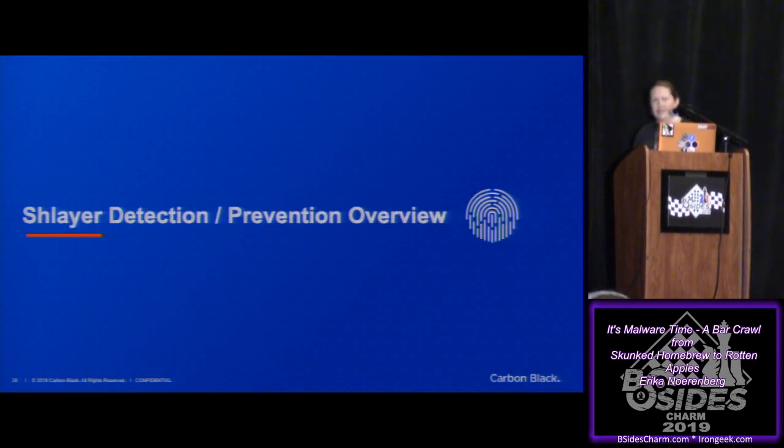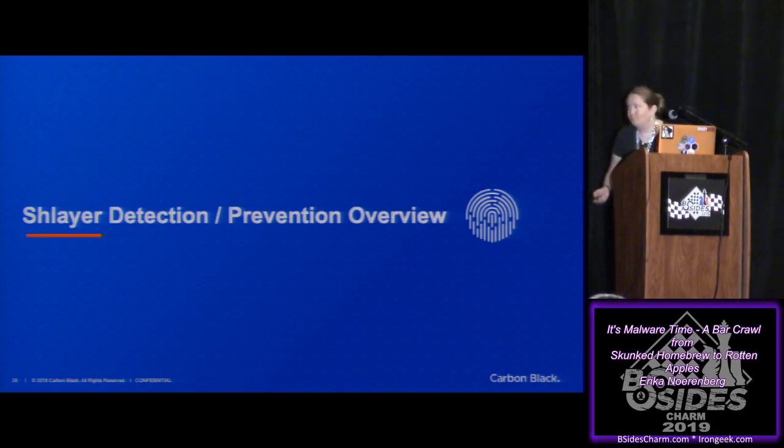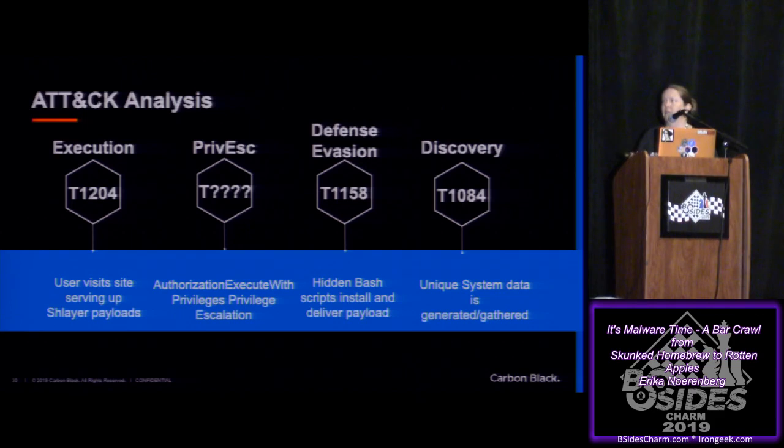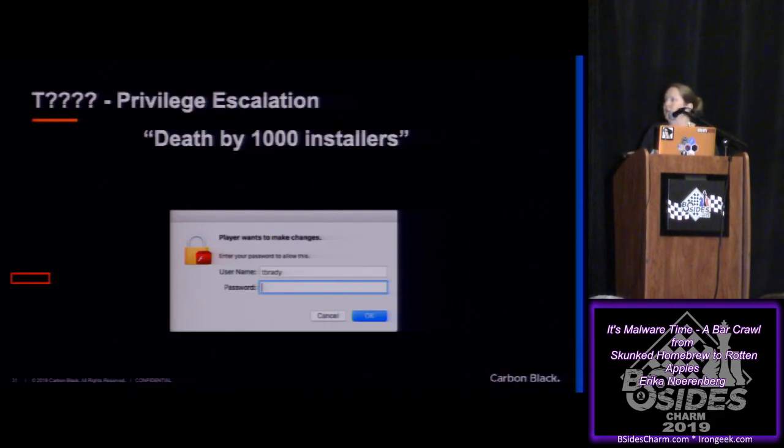So, lastly, I wanted to talk a little bit about the detection. I have to talk about ATT&CK because it's the hotness. We had some of these techniques. Like I said, we've got this privilege escalation technique that's based on this AuthorizationExecuteWithPrivileges API call, and MITRE will be adding that to the ATT&CK framework. Defense evasion and discovery. Again, from Death by 1,000 Installers, you can see this Flash Player installer does actually require the user to authenticate here.